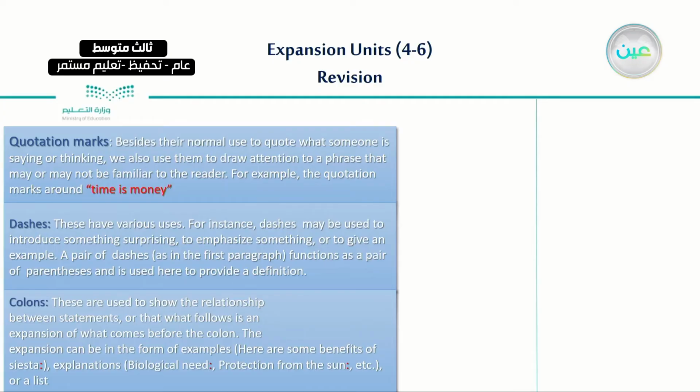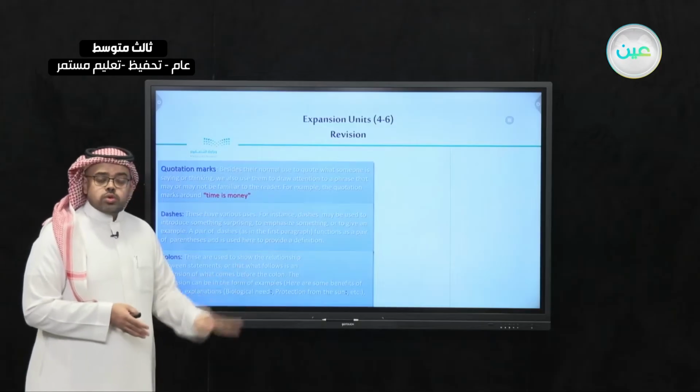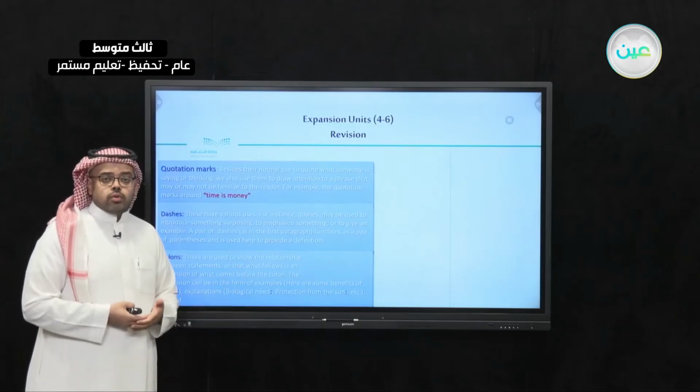So we have learned all of these three punctuation marks, and we said that we even have more. But what's important now at this level is that we know or are fully aware of those three punctuation marks and also how we can use them.